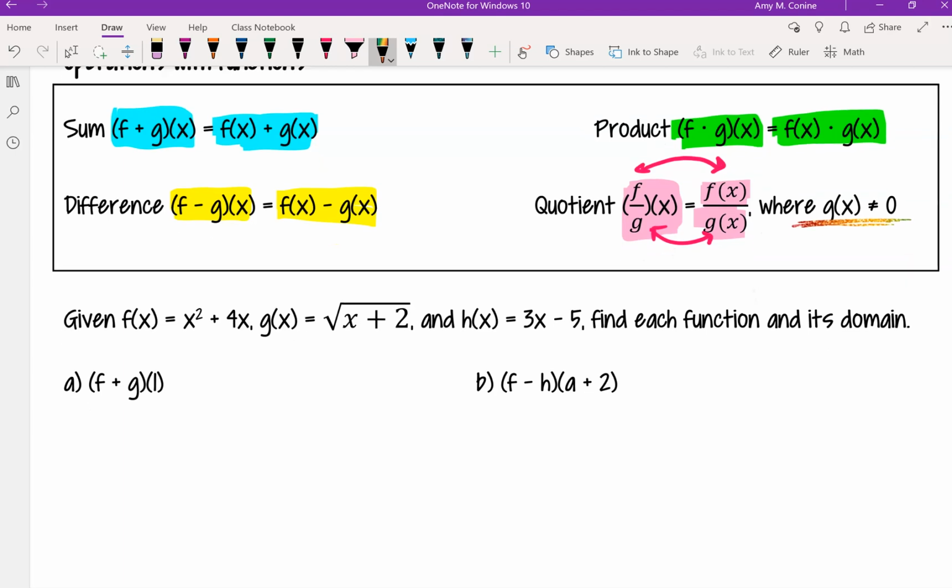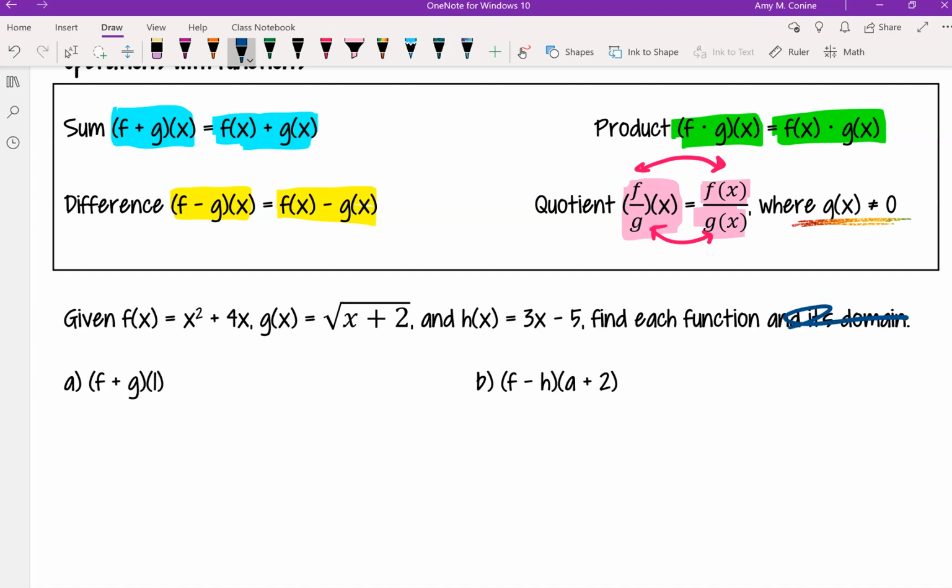So we're going to do operations with functions. So we have these 3 functions. We're going to find each function. We're not going to worry about the domain for right now. Okay, so we can just cross that out for right now. So we're going to do f plus g of 1. What I would recommend you doing is you take f of 1 plus g of 1. So plug in 1 and then do your addition.